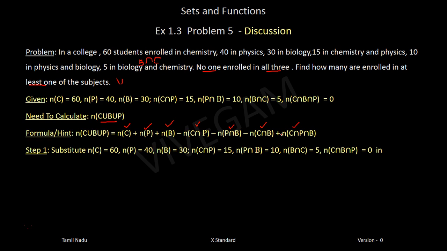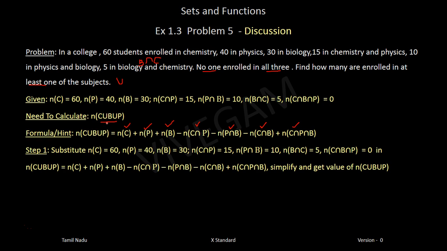So if you substitute these values in this formula, you should be able to get the left hand side, which is the required answer. Okay, so substitute all these cardinal values in this equation, simplify and get the value of n of C union B union P.